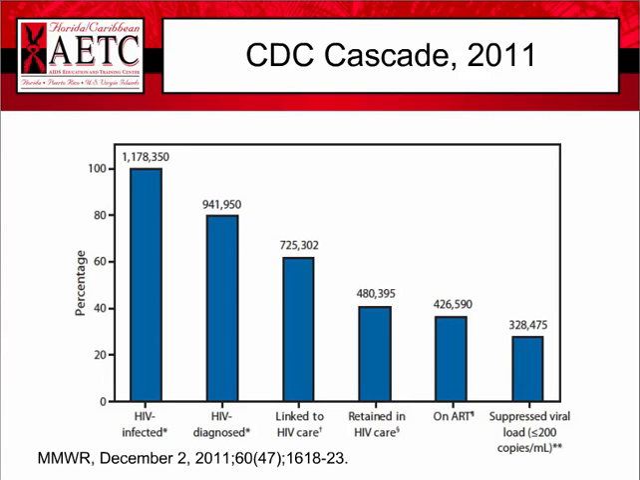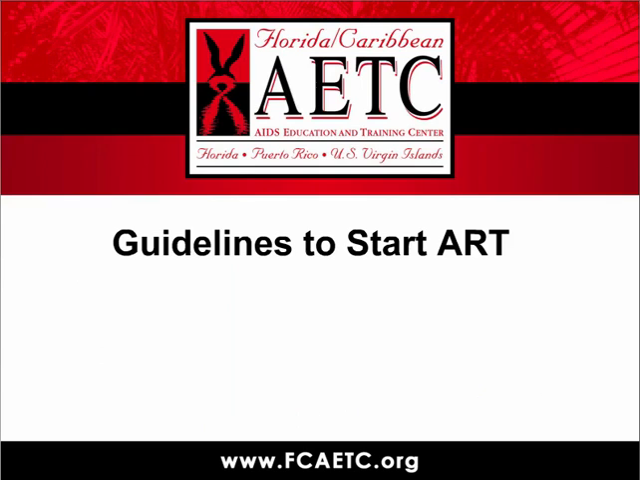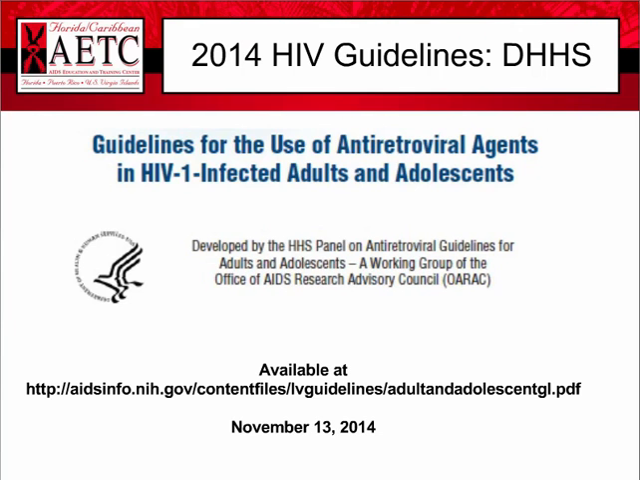The other folks are progressing with disease and having transmitted infections and needing to come into care. And you can see that of the total, we're only suppressing about 328,000. So we have the medications. The challenge is getting people to the medications and identifying those folks. So how to start ART?